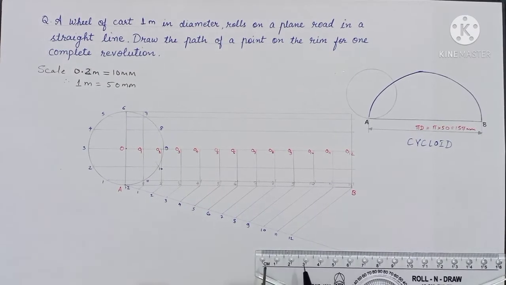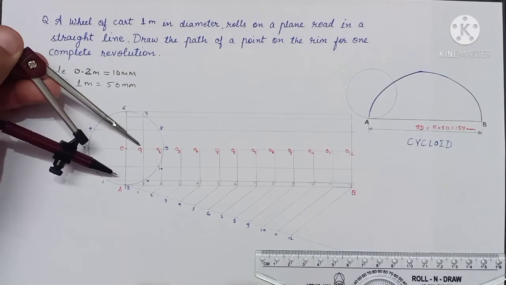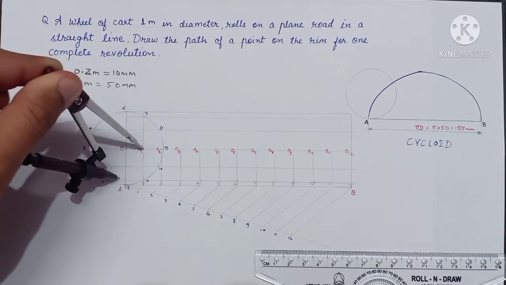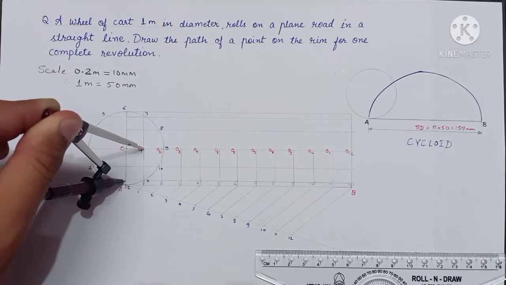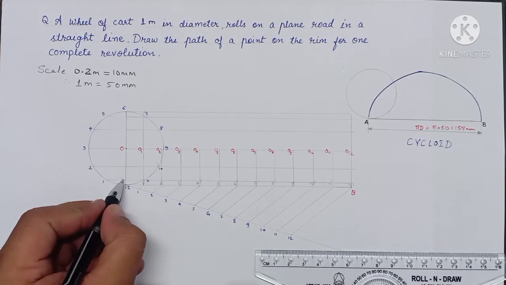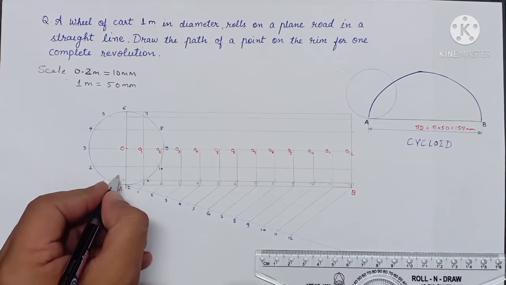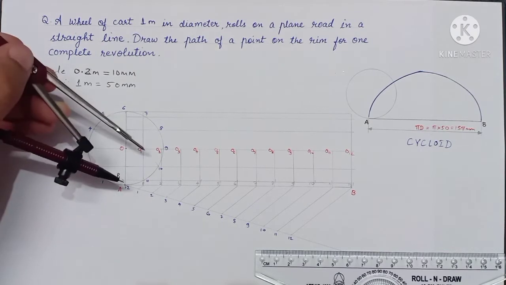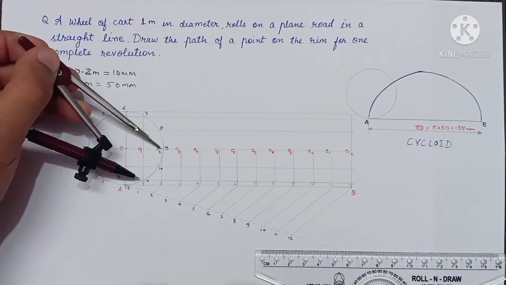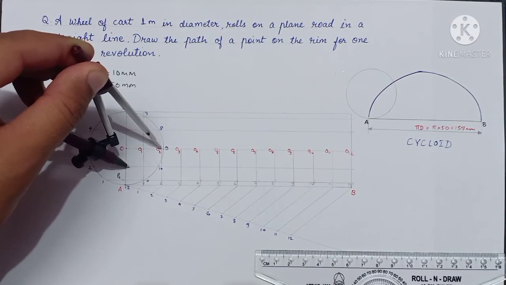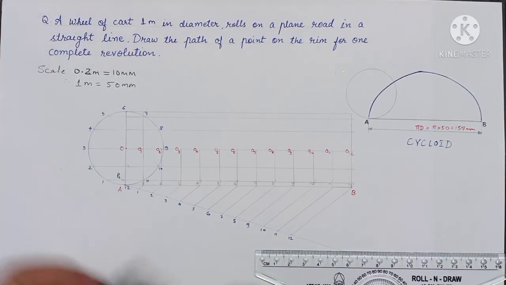Now measure a radius 25 millimeter. Keep the compass needle on O1 center and cut an arc on line number 1. This will give the first point, point P1. Then same radius 25 millimeter. Keep the compass needle on center O2 and cut an arc on line number 2. This will give point number P2.